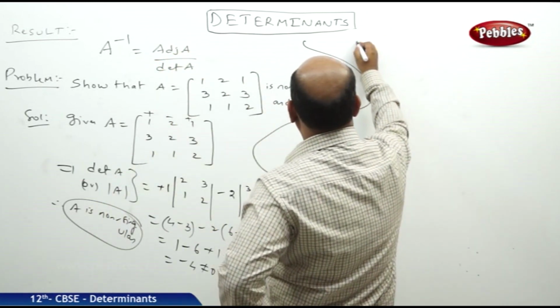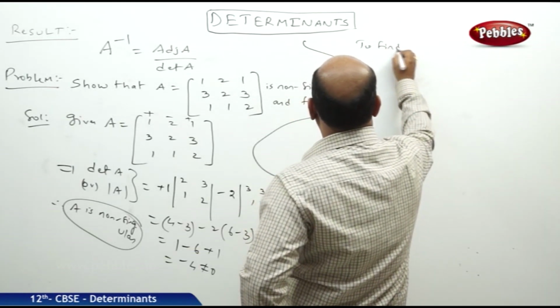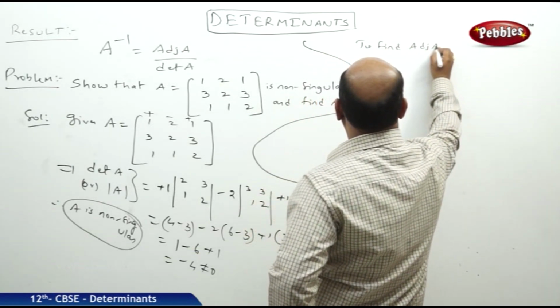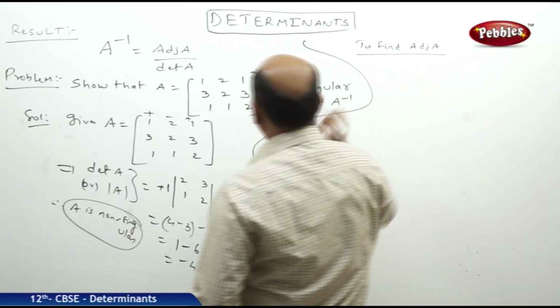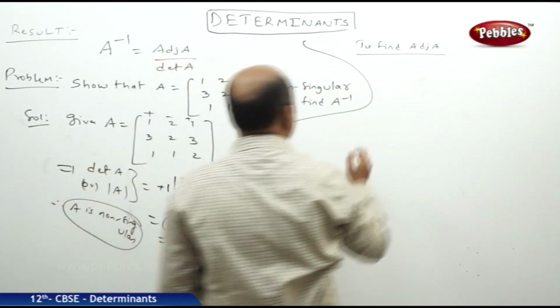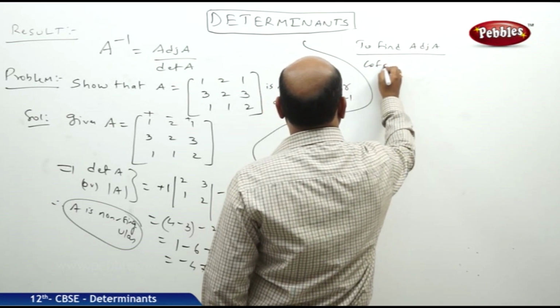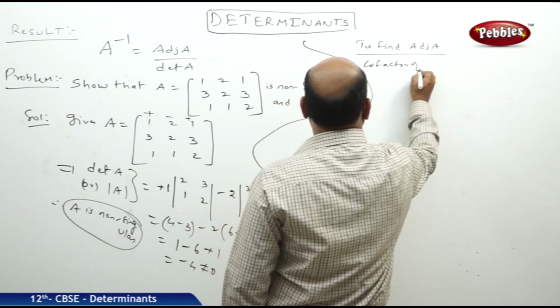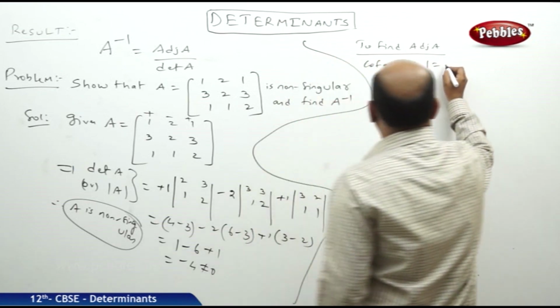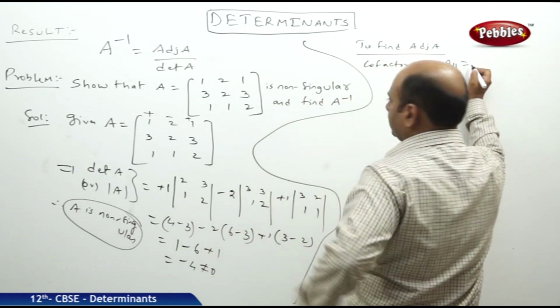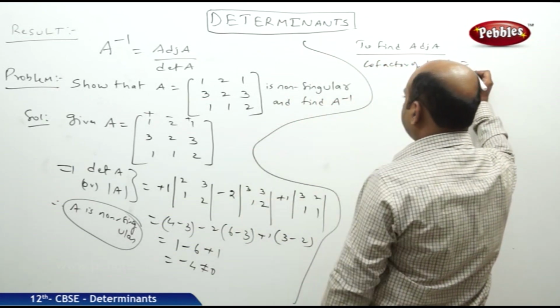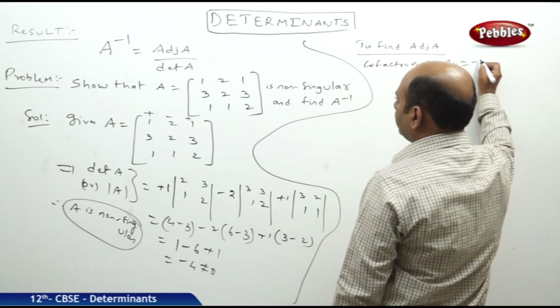Now before finding out A inverse, I want to find adjoint A. So to find adjoint A, I want to find cofactors. So immediately I need to find cofactor of 1. So here I need to write cofactor of 1 is equal to A11. A11 cofactor means minus 1 whole power 1 plus 1.